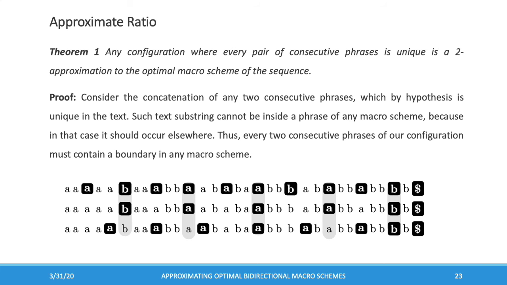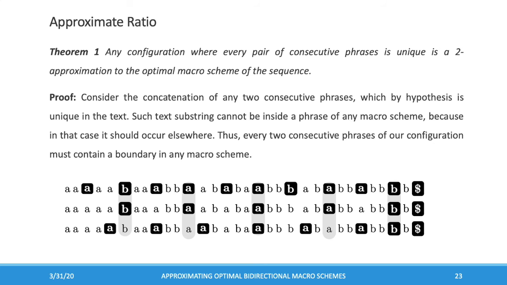So the first theorem is: any configuration where every pair of consecutive phrases is unique is a true approximation to the optimal macro scheme of the sequence. The proof of this theorem is: consider the concatenation of any consecutive phrases, which by hypothesis is unique in the text. Such a text substring cannot be inside the phrase of any macro scheme, because in that case it should occur somewhere else. Thus, every two consecutive phrases in your configuration must contain a boundary in any macro scheme.